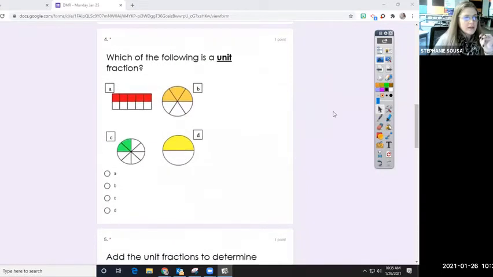Take a look down here. Which of the following is a unit fraction? Remember, unit fraction, if you don't remember, is in your math notebook and is posted on Seesaw, is 1 part of a whole. Which one shows 1 part? D does. This is 1/2. D is 1 piece or 1 unit of the fraction. Questions on that one? All right.